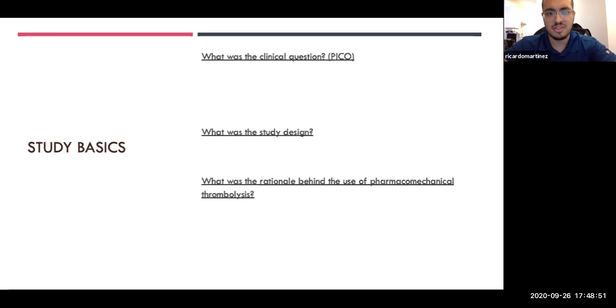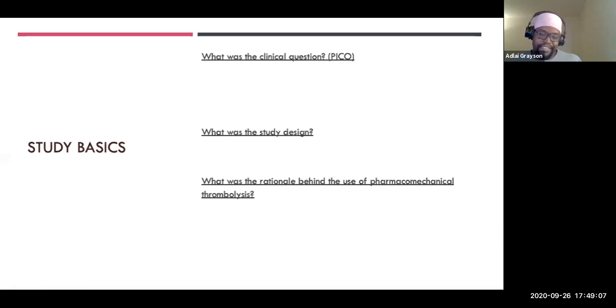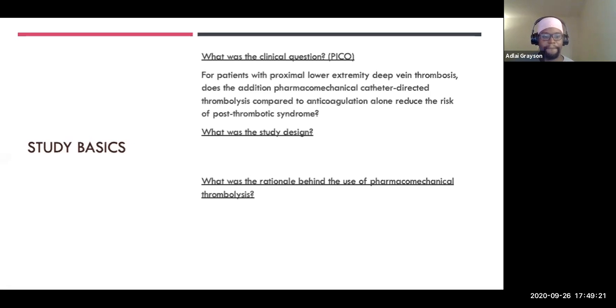Anyone want to also go into the study design and what was the reason behind using pharmacomechanical thrombolysis as opposed to other types of treatments? I'll just say it was a phase 3 multi-center randomized trial. They said it was open label as well, and the assessor was blinded. Great. Sorry, I didn't get your name. Oh, hi, my name's Adlai. I'm from Howard. Nice, Adlai.